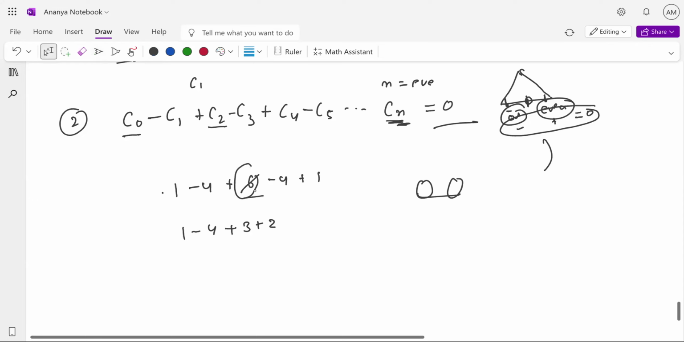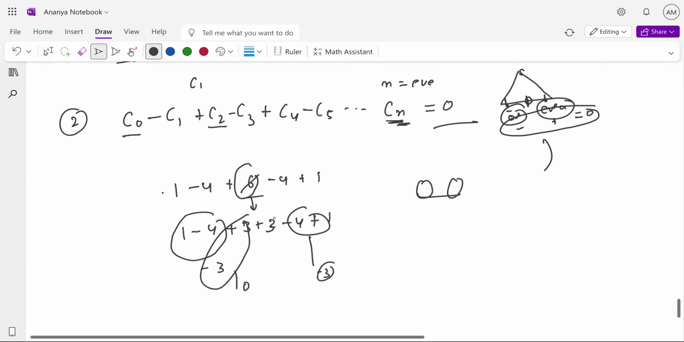Basically, this is a single thing. We are writing it into two terms, okay? Minus 4 plus 3. So now if you see, this is the minus 3, resulted with this comes out to be 0, minus 3, resulted with this comes out to be 0. Clear? Yes, sir. So that's the thing.